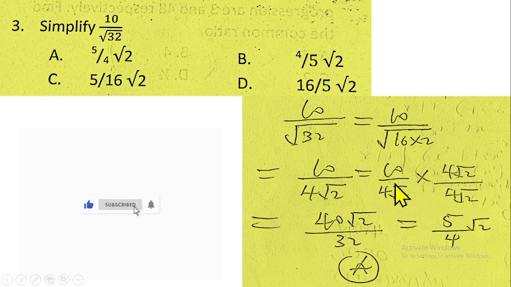Therefore we can go ahead and simplify. 10 times 4 surd 2 will give us 40 surd 2. Then 4 times 4 gives us 16, and surd 2 times surd 2 gives us 2. 2 times 16 will give us 32. Now 8 can go into 40 and 32. 8 in 40 will give us 5, and 8 in 32 will give us 4. So technically you'll be having 5 surd 2 over 4. And we can see that this option here is the correct option for question number 3.